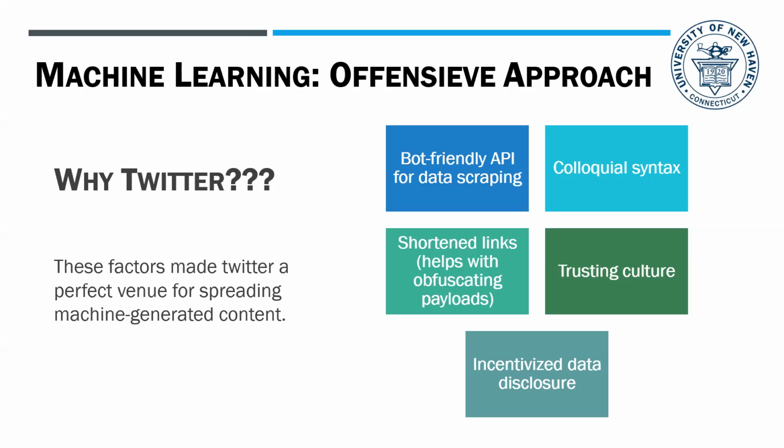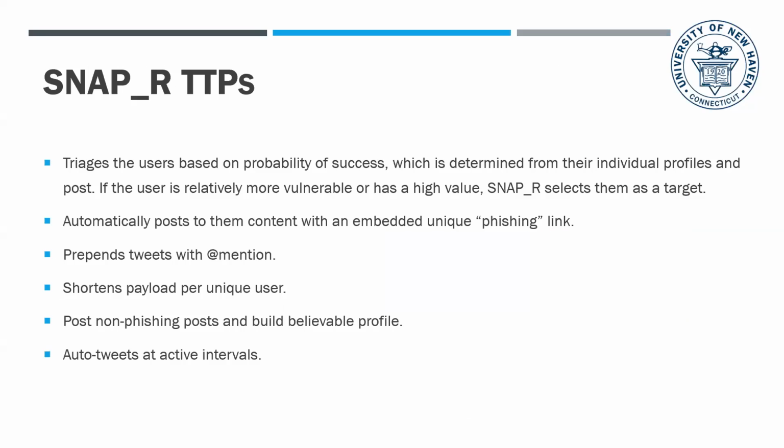So moving on, let's have a look at the tactics, techniques, and procedures of SNAP_R. The tool selects the targets based on the activity level of the user and their popularity. So basically, if the Twitter user has more followers, or is following more of the other accounts or the verified users, those are the targets for this tool. For Twitter in particular, if you have a tweet with an at-mention at the beginning of it, it actually treats the tweet as a reply to other tweets.